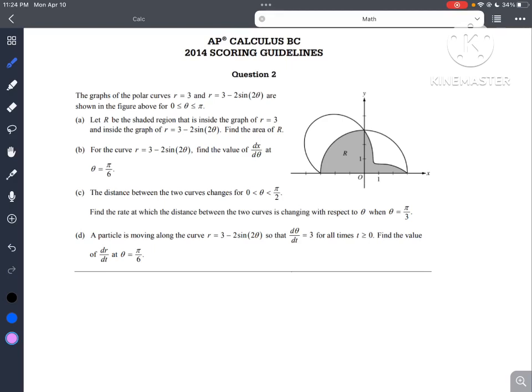Hello everyone, let's solve the AP Calculus BC 2014 FRQ for polar coordinates.